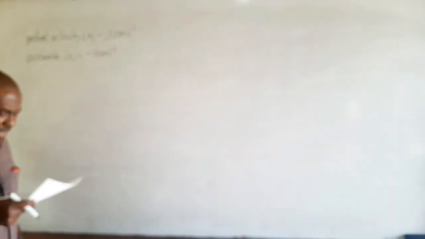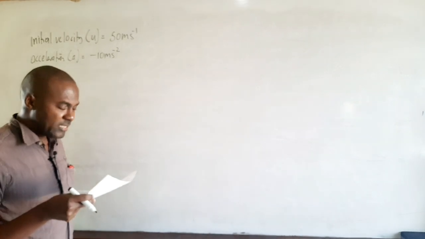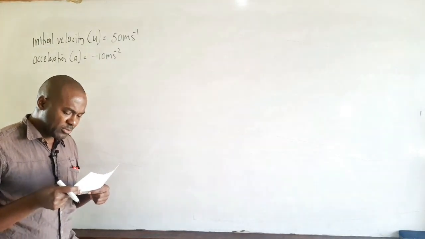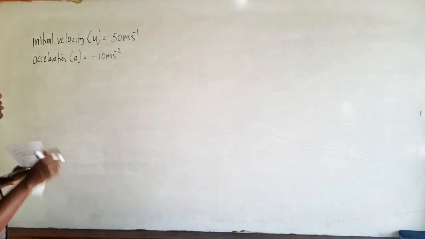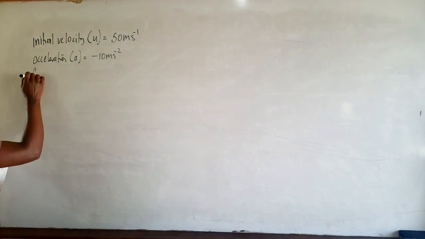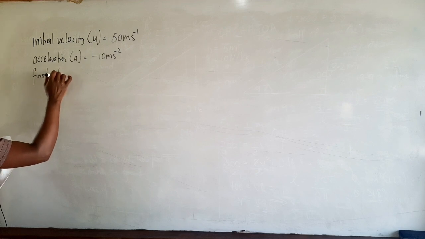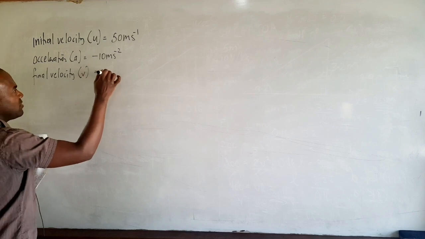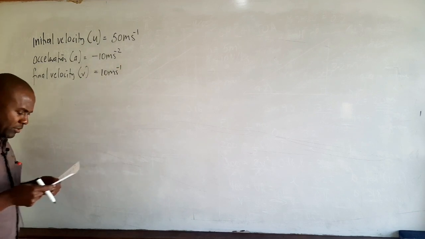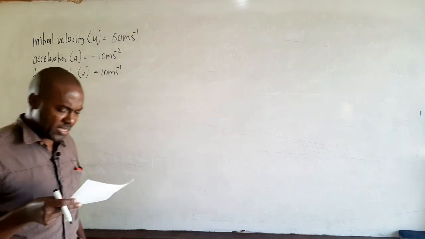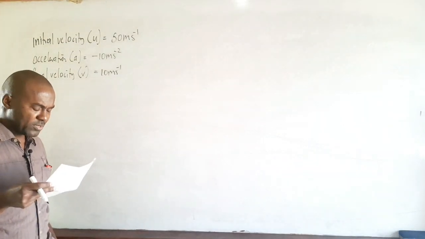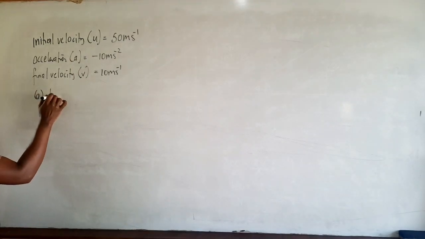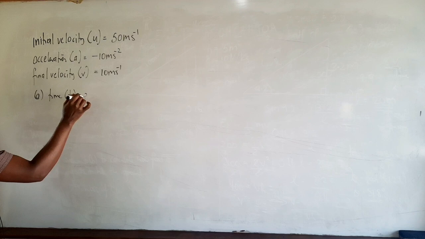So an aircraft has a landing velocity of 50 meters per second and decelerates uniformly at 10 meters per second squared until its velocity is reduced to 10 meters per second. So this velocity now is the final velocity V. So the final velocity V is equal to 10 meters per second. Now the question asks us to calculate A, the time taken to slow down to this velocity. Alright? So in part A, we want to find the time taken T.